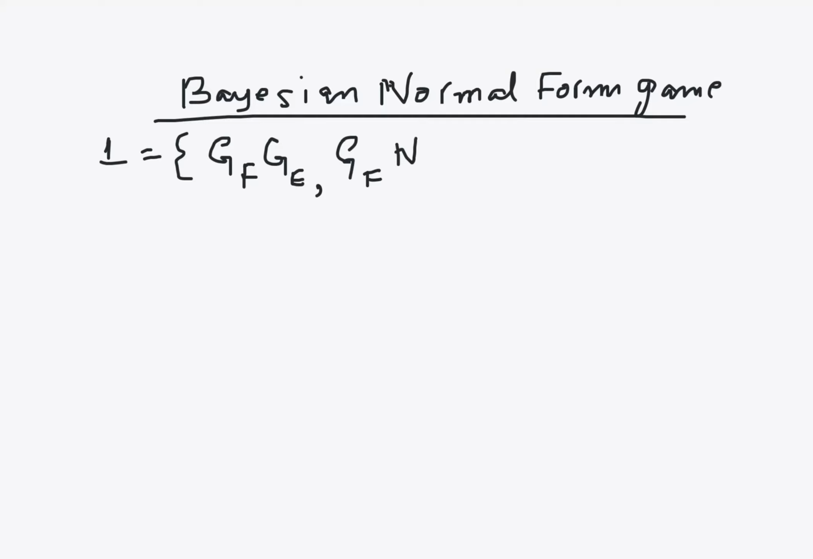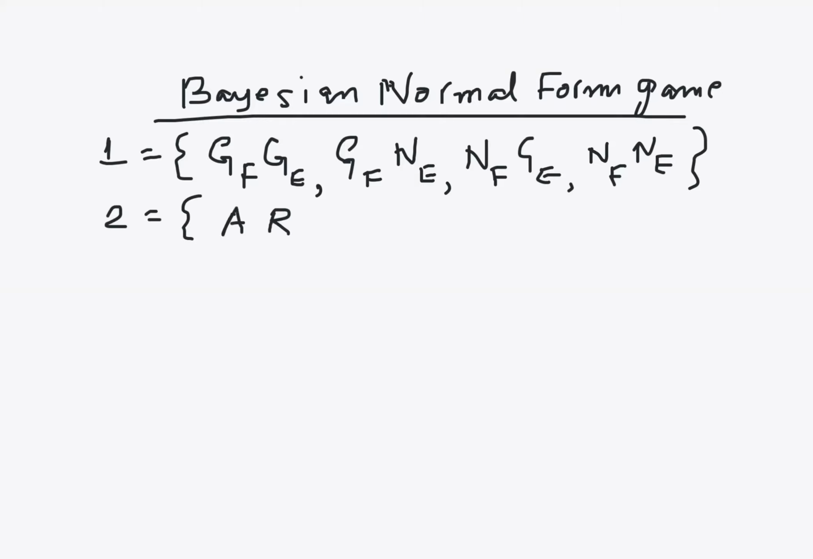So we can write NE, and then player one can not give a gift as a friend type and give a gift as an enemy type, right? So that's the third strategy. And the fourth strategy of player one is not to give a gift as either type, so NF and NE. So these are the four strategies that are available to player one to play the game. And player two has two strategies to play the game, either accept the gift or reject the gift, right?